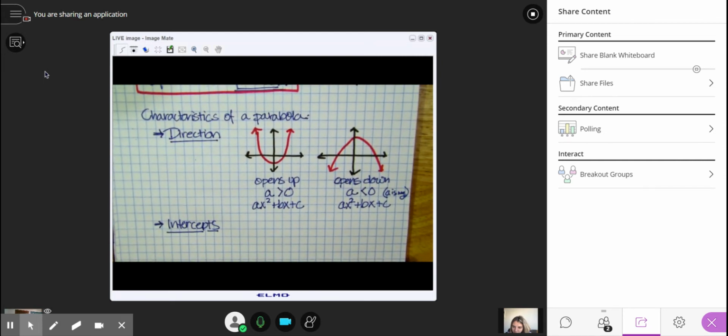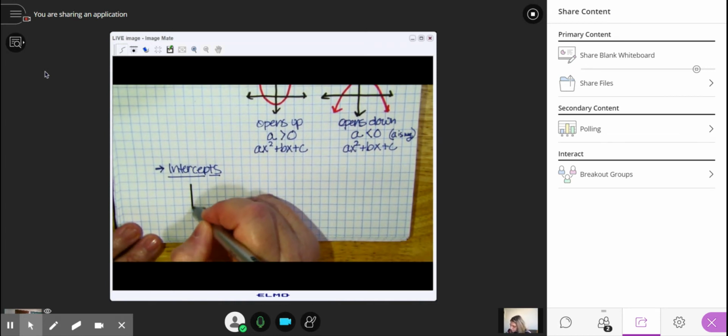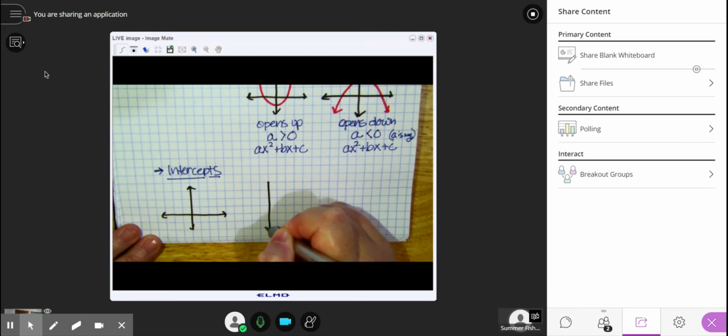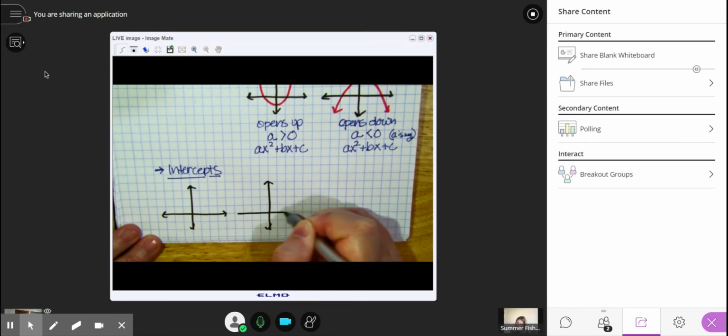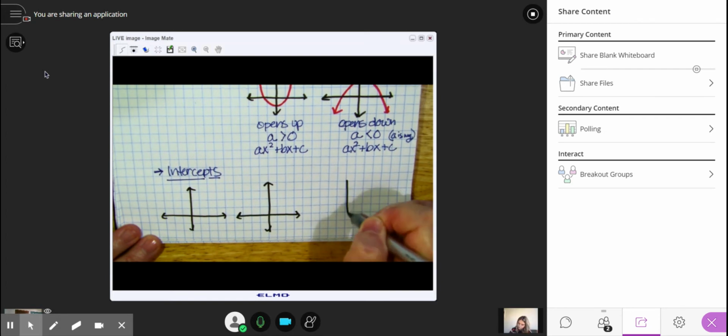Second characteristic I want to talk about are the intercepts. A is negative. That's just neg. But last one didn't go so well.